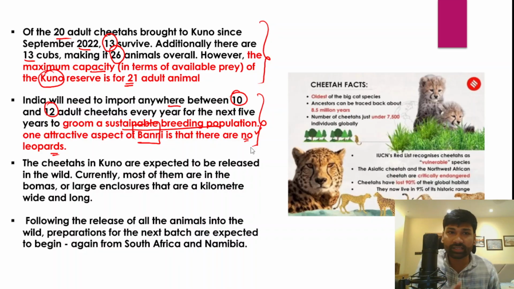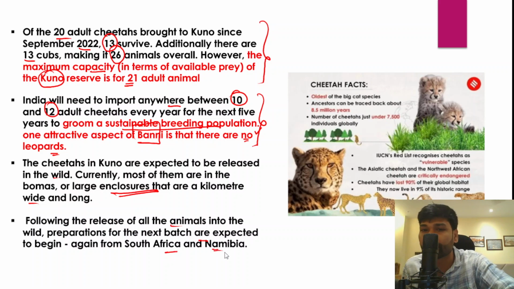And in fact, cheetahs in Kuno are expected to be released into the wild, because most of the cheetahs in Kuno Palpur National Park are in large enclosures. So this is a 1 kilometer enclosure, and these cheetahs are expected to be released into the wild very soon. Following the release of all the animals into the wild, preparations would be made for the next batch, expected to begin again from South Africa and then Namibia.